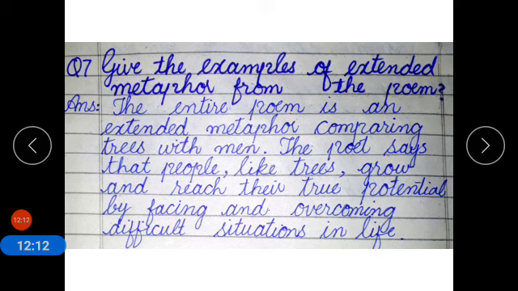Now coming to question number 7. Give the examples of extended metaphor from the poem. The entire poem is an extended metaphor comparing trees with men. The poet says that people, like trees, grow and reach their true potential by facing and overcoming difficult situations in life.